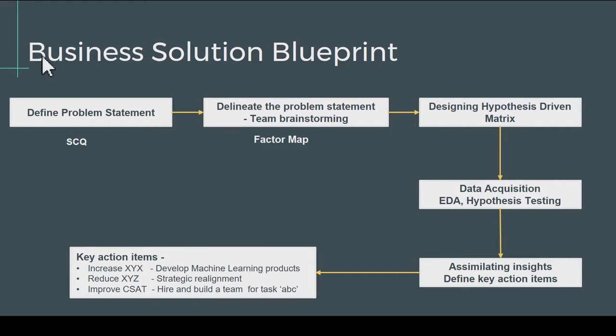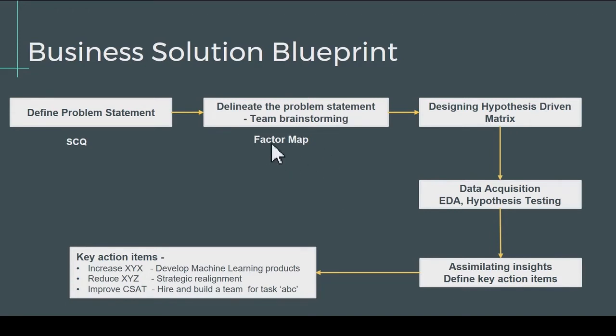So let's say you have the problem statement defined and you're trying to understand what are the different factors that affect the problem. So you randomly sit and you start discussing different topics. But till this point of time, you don't really have data with you. So this is a data agnostic approach at this point of time. You sit in a room as a team, you try to understand what could be different factors that are associated with this problem and that definitely have an impact on this problem. So that's when we create the factor map. Now once you create the factor map, the next step would be to design the hypothesis-driven matrix.